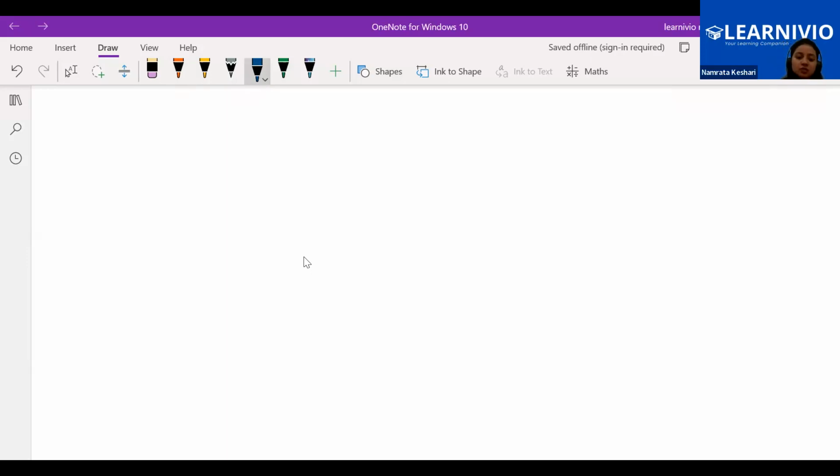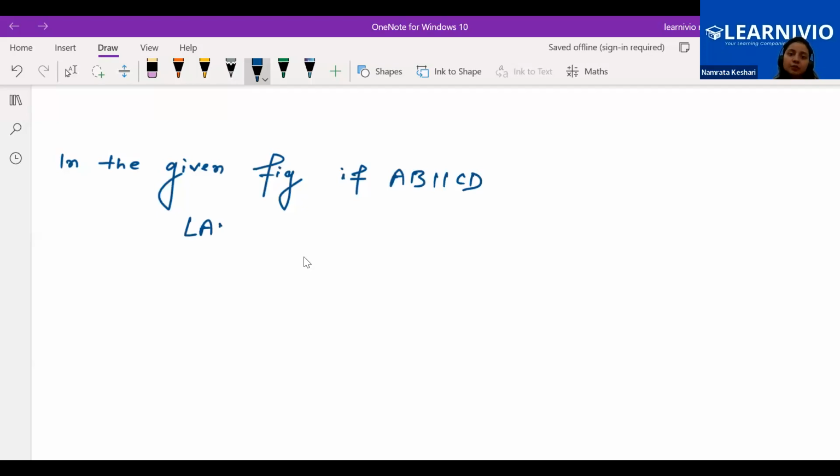So this question we have still not discussed. I'm writing the question over here. I'll give it to you to try for now, and then we will be discussing it. In the given figure, if AB is parallel to CD, angle APQ is 50 degrees and angle PRD is 127 degrees. Find X and Y.